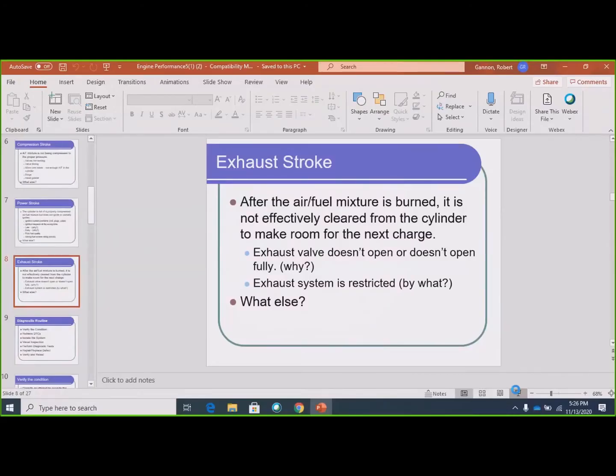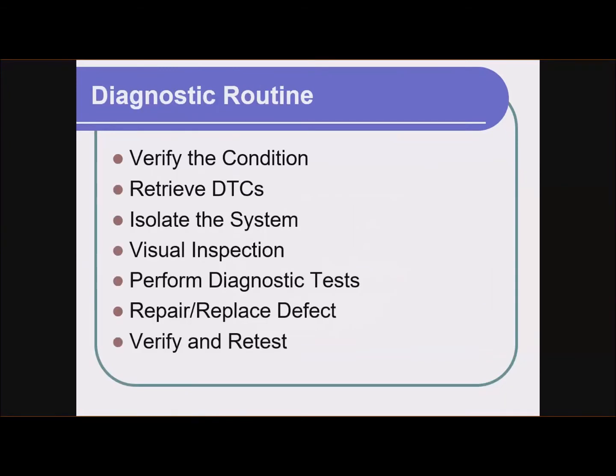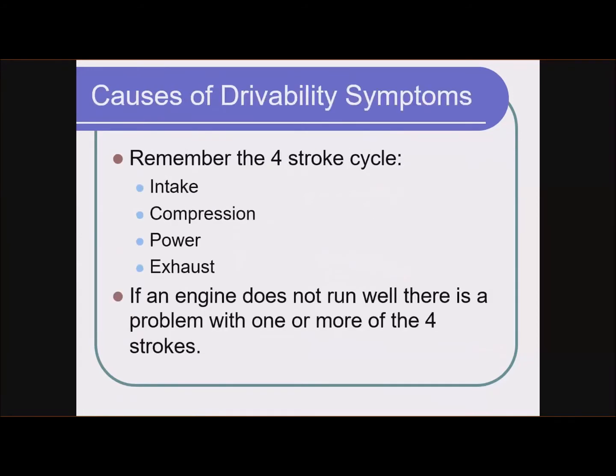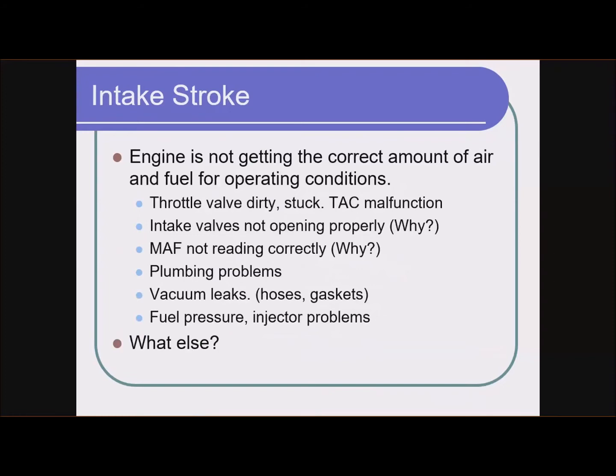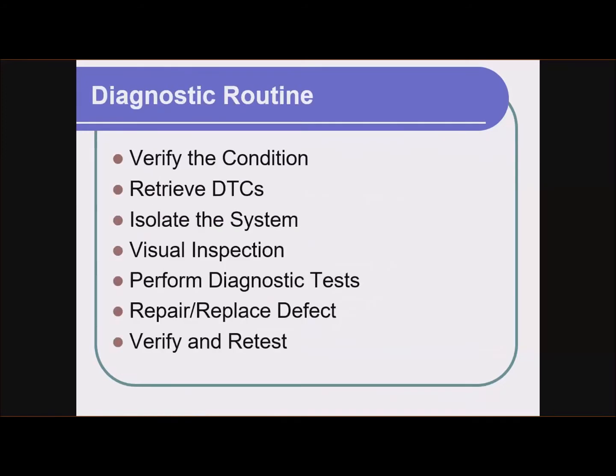Okay, so the question was, exhaust system is restricted by what? Well, the answer to that question is, of course, probably the catalyst. But it could be some sort of physical damage to the exhaust. So if we're going to figure out which, we've got all these possible problems: problems on the intake stroke, the compression stroke, the power stroke, the exhaust stroke. Now it's up to us.